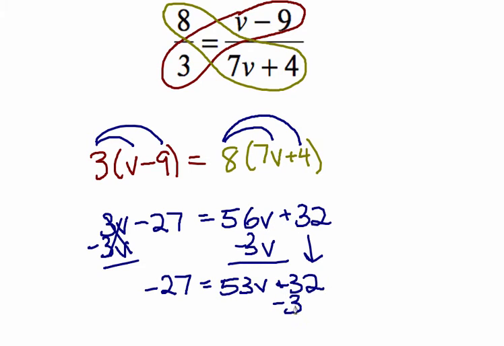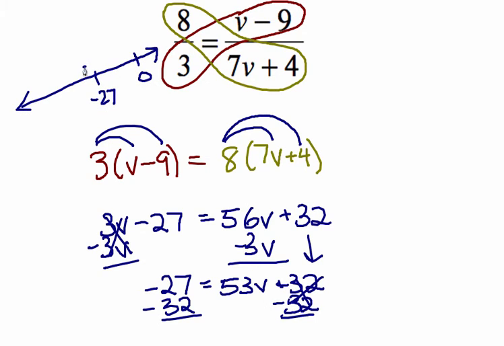So we'll solve by subtracting 32 from both sides. On the right, that cancels. On the left, we have negative 27 minus 32. When you're subtracting a positive number from a negative number, remember that if you're on the number line at negative 27 and then you're subtracting 32, you're moving 32 to the left of negative 27.